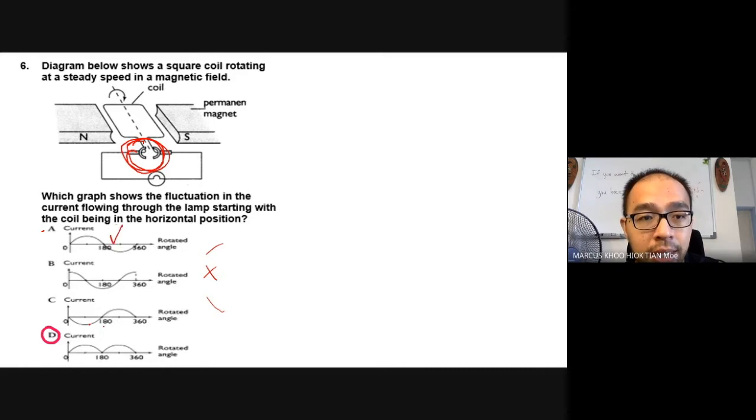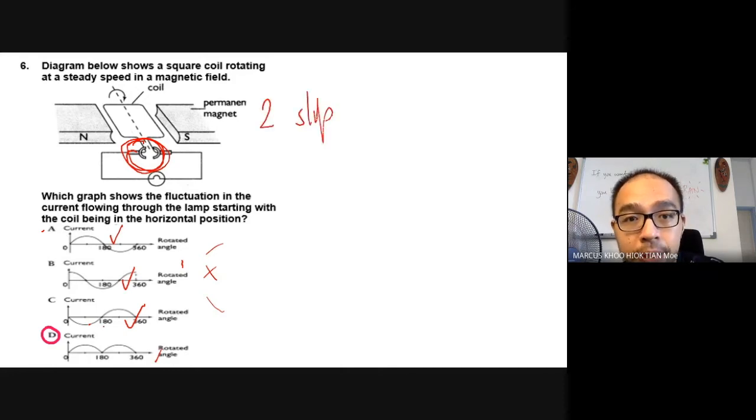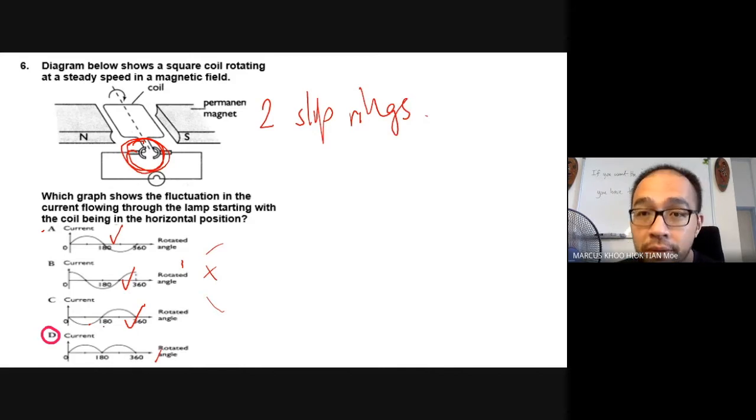This is AC, this is AC, this is AC. And this is definitely DC because everything is in the positive direction. Positive, negative is an AC generator. The big feature about the AC generator is that it doesn't have a split ring, but it has two slip rings. Very, very important difference.